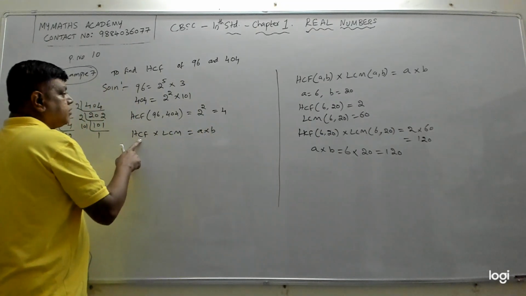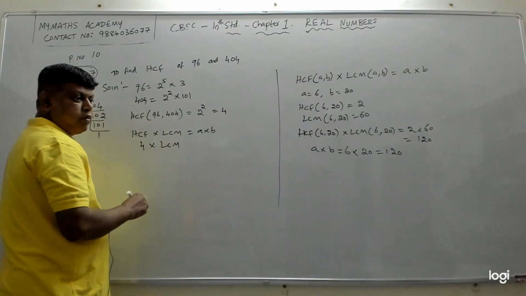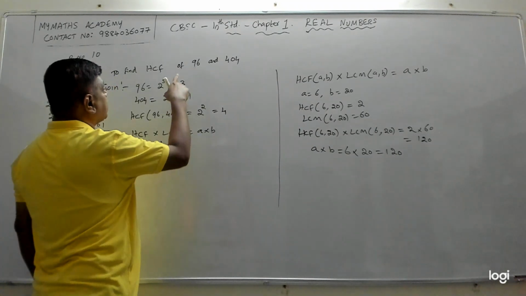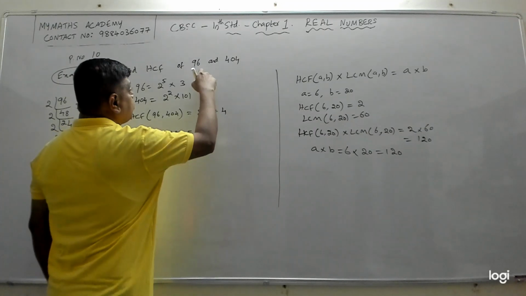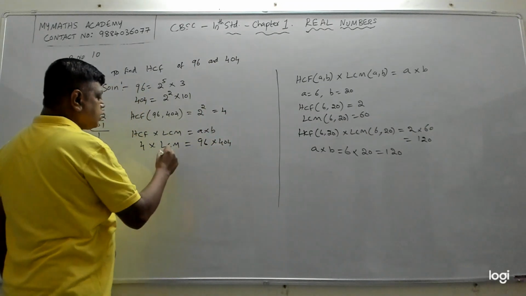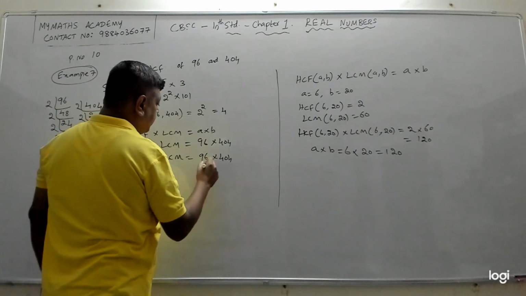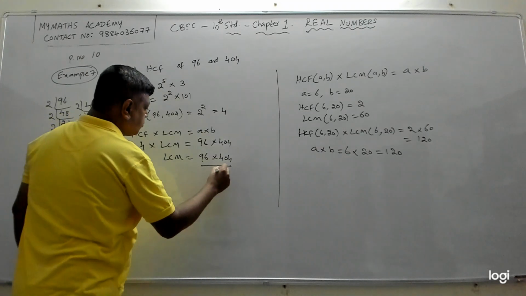What is HCF? 4. 4 into LCM, which we have to find and don't know, equals A into B. A is 96 and B is 404, the given two numbers. Now what is my LCM? My LCM is equal to 96 into 404 divided by 4, this 4 will come down.